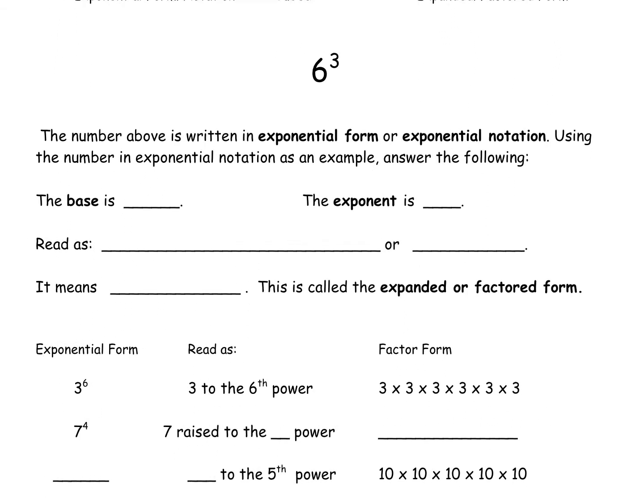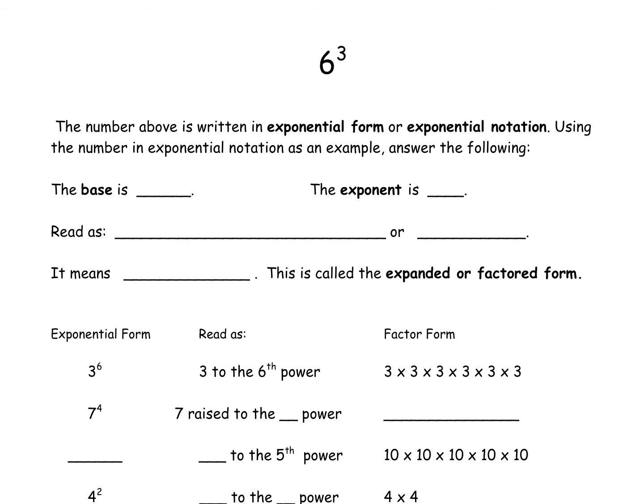It says the number above is written in exponential form or exponential notation. You can say either. Using the number in exponential notation as an example, answer the following. Well, the base, if you think about B for big and B for base, the base is 6. It's the big number, so to speak. And the exponent is 3. It's the smaller number that's called superscripted, which means above the number.